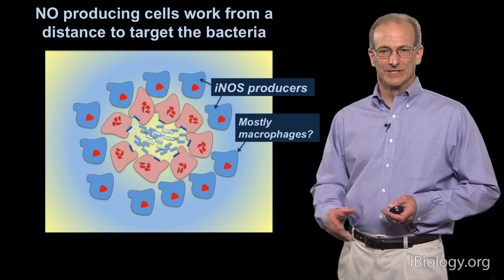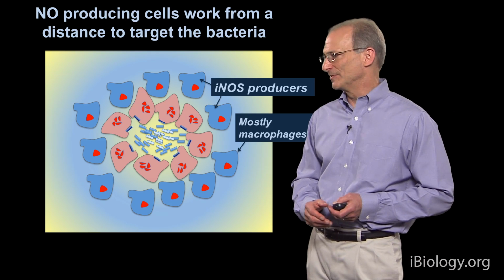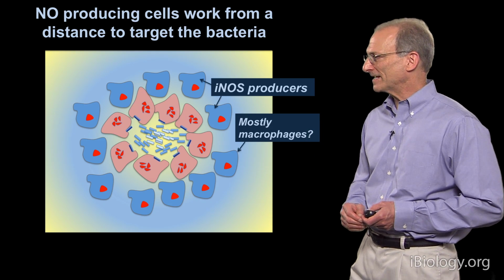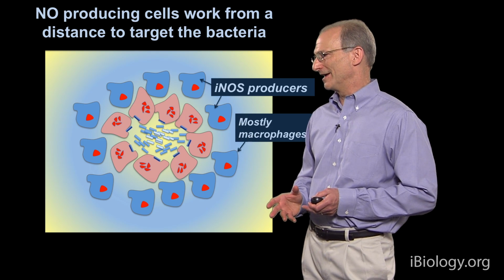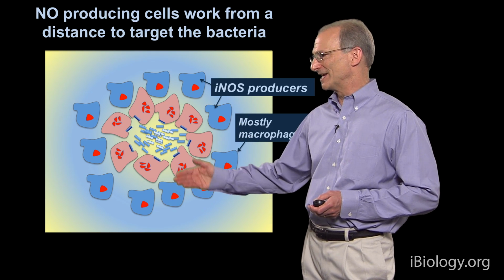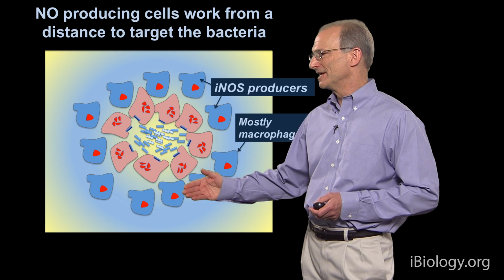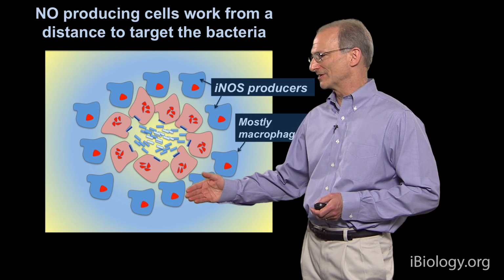Okay, so this sort of summarizes what I'd like to communicate with you today, and that is that the nitric oxide producing cells are very far away, and the nitric oxide producing cells are not directly in contact with the host cells, but the bacteria is still responding to the nitric oxide.